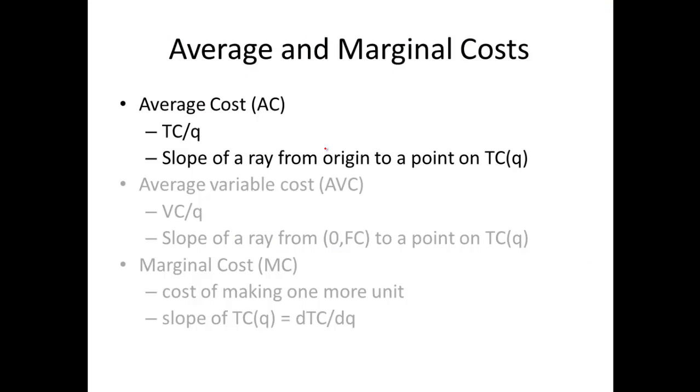And I want to define some average and marginal cost concepts and show you how they work in those diagrams. Let's start with average cost. Average cost is just total cost per unit of output, or total cost divided by Q. We can see average cost in the diagram we just had, and that we'll have again, as the slope of a ray from the origin to a point along the total cost curve. Let me show you what I mean.